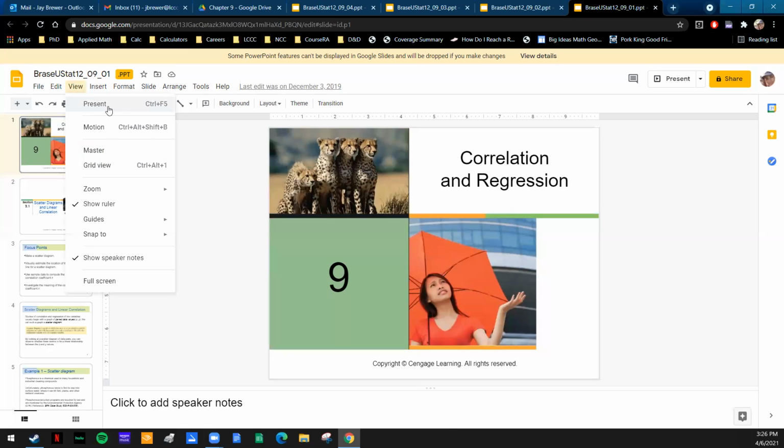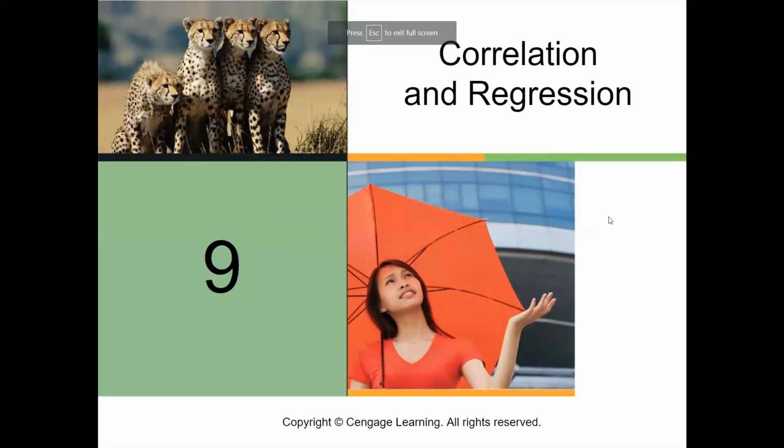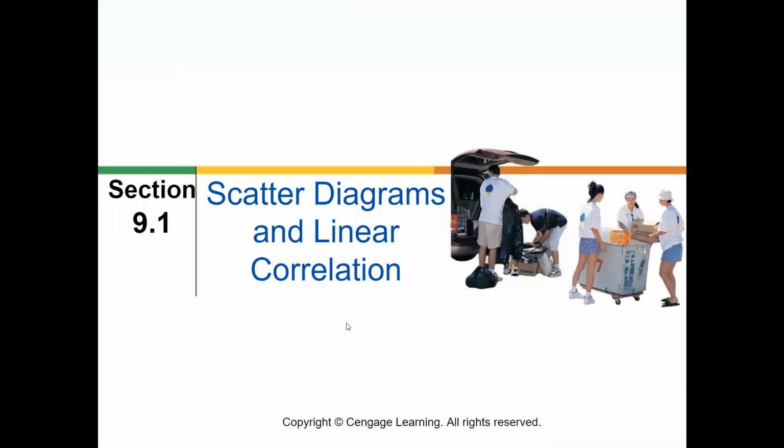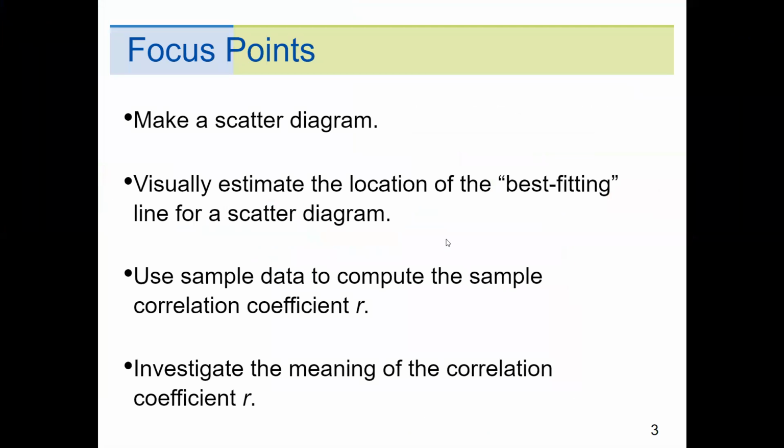Okay, guys, we are going to dive into Chapter 9. Chapter 9 is on correlation and regression and is our second to last chapter for the semester. So Section 9.1, Scatter Diagrams and Linear Correlation.